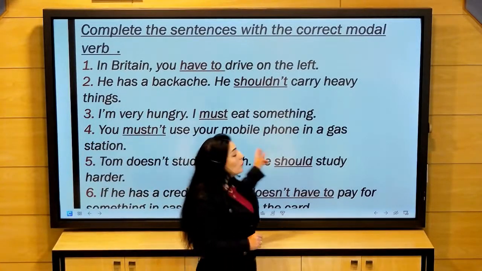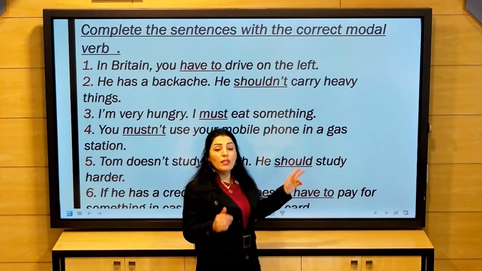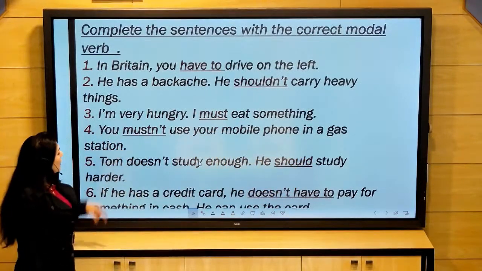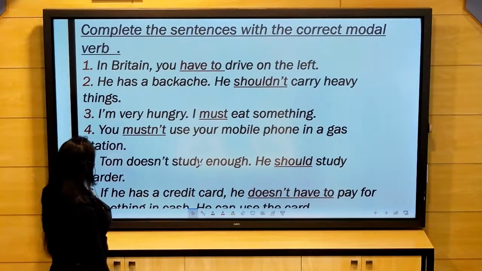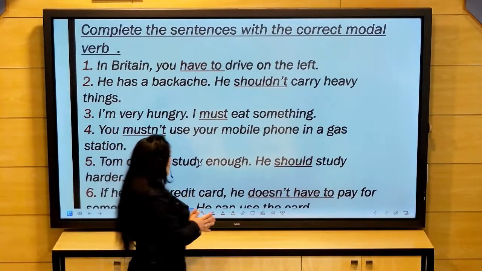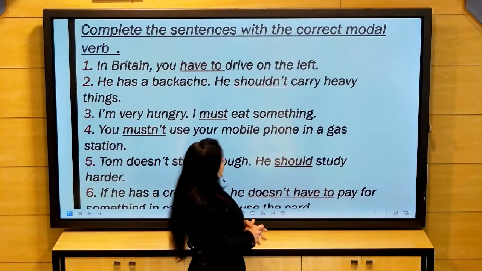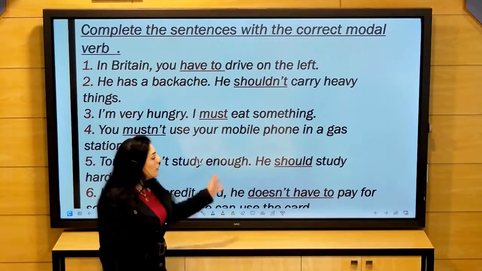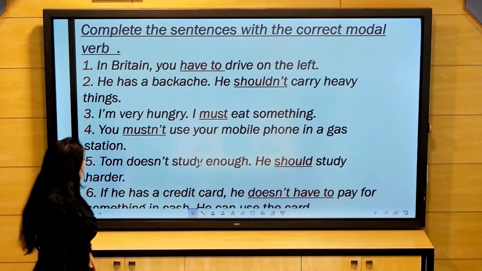4, you mustn't use your mobile phone in a gas station. You mustn't use. You are prohibited. You are not allowed to use your phone in a gas station. So we use mustn't. Number 5, Tom doesn't study enough. He should study harder. Okay, it's an advice to Tom. I advise Tom to study harder. It's should. We use should.